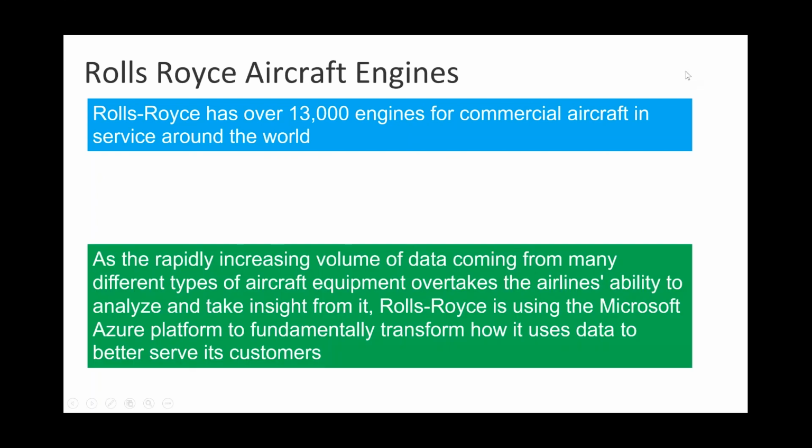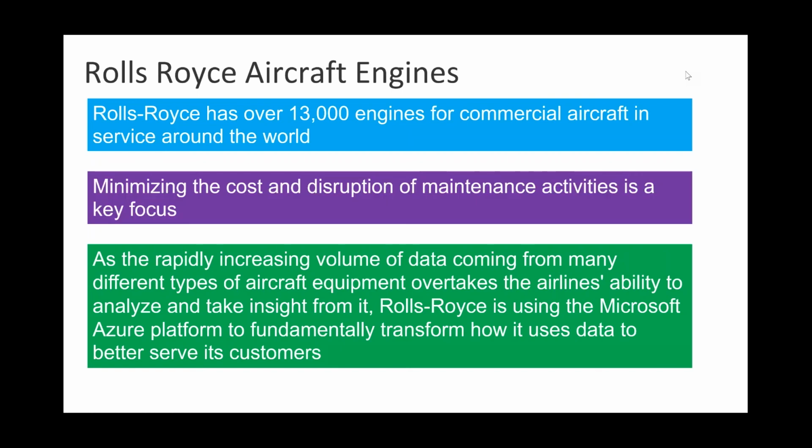One of the issues they're seeing is that the data they're getting from the engine sensors is increasing rapidly. The volume is increasing rapidly, and they want to fundamentally transform their business. One business model they're looking at is what they call engine as a service. Today they're selling engines, and they're selling maintenance along with the engine. The engine price is separate and the maintenance price is separate.